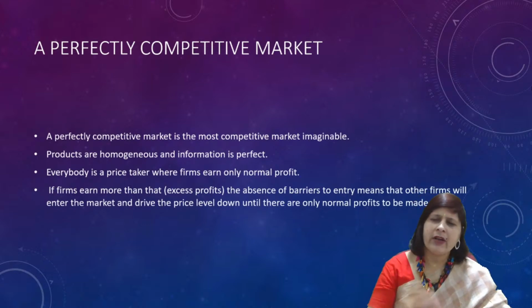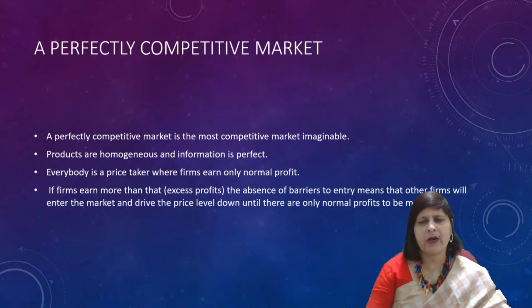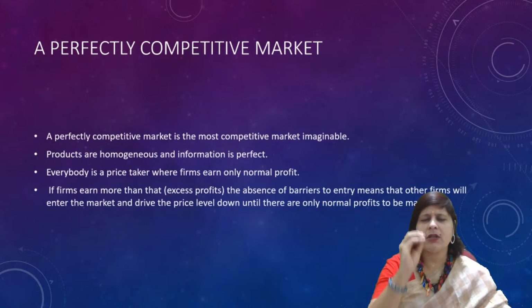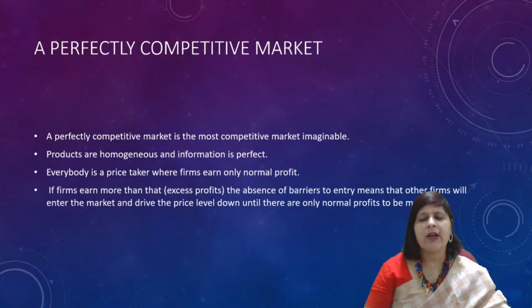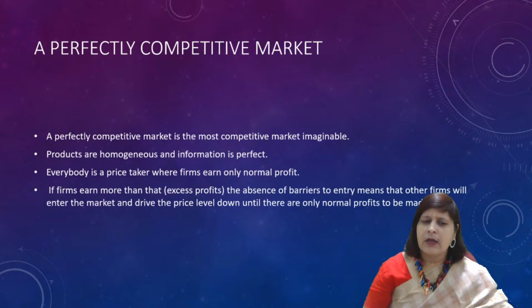Say, for example, electronic goods. If you want to buy a toaster, it's a homogeneous type of product, or a washing machine, it's a homogeneous type of product, and the information and specifications they are providing you is perfect. Everybody is a price taker, where firms earn only normal profit. In this market, the firms can earn only normal profit.